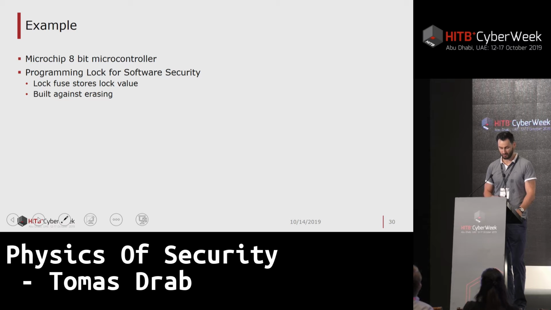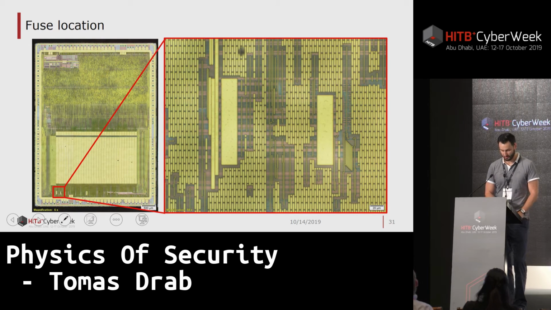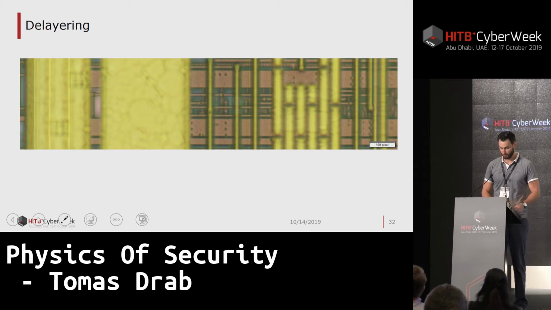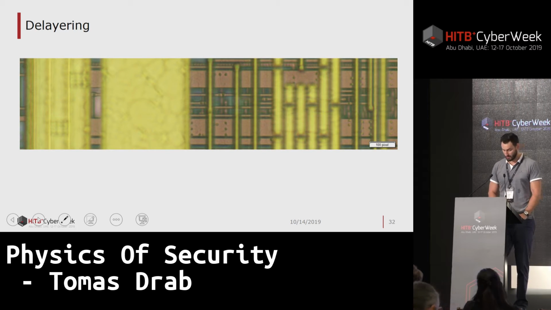We have an 8-bit microcontroller which has a programmable fuse which locks the flash memory and prevents firmware or software dumping. These fuses are located under the flash and are covered with a shield. This shield prevents erasing with UV light, for example. So let's take a deeper look inside. What we can do is delayer the chip and analyze layer after layer.